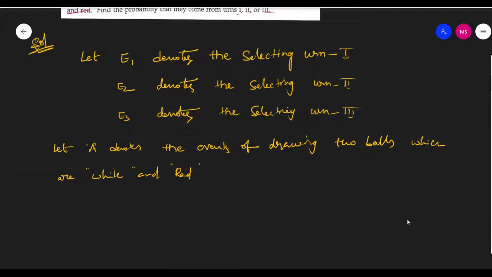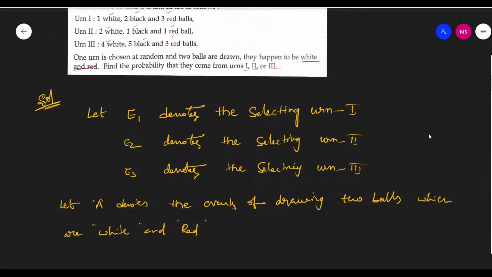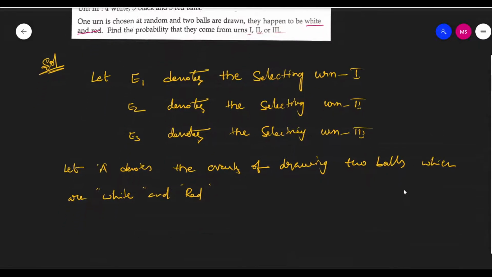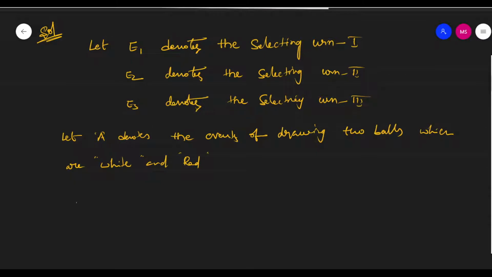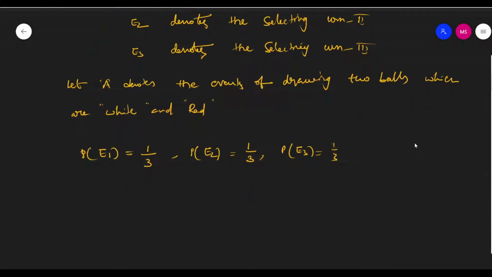Now first you have to calculate the urn selection, out of three urns, selecting one urn. For example, the first urn is selected. The probability of E1 is 1 by 3, similarly the probability of E2 is 1 by 3, and the probability of E3 is 1 by 3.